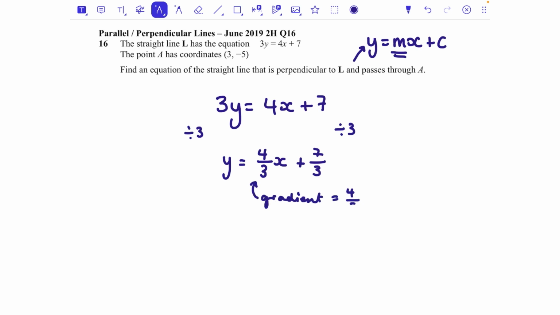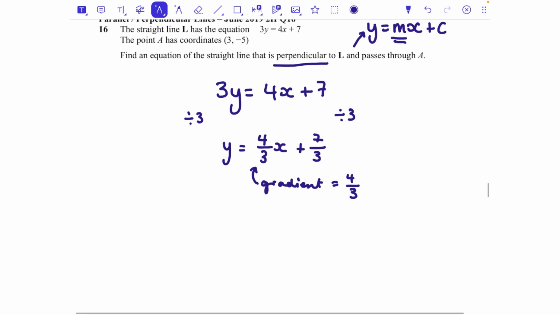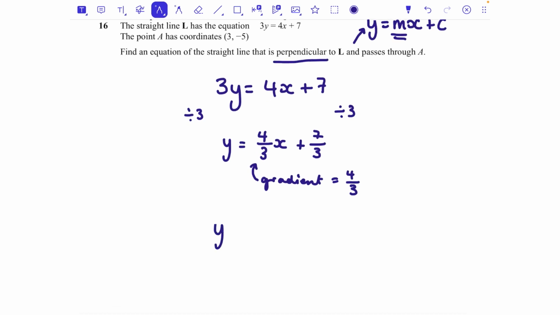Now, if we were doing a line parallel to that, I would say, okay, y equals 4/3 x add c. But we're not going parallel, we're doing perpendicular. So I need to do the negative reciprocal. So we're going to write y equals minus 3/4 x add c. And this is the negative reciprocal of this gradient.